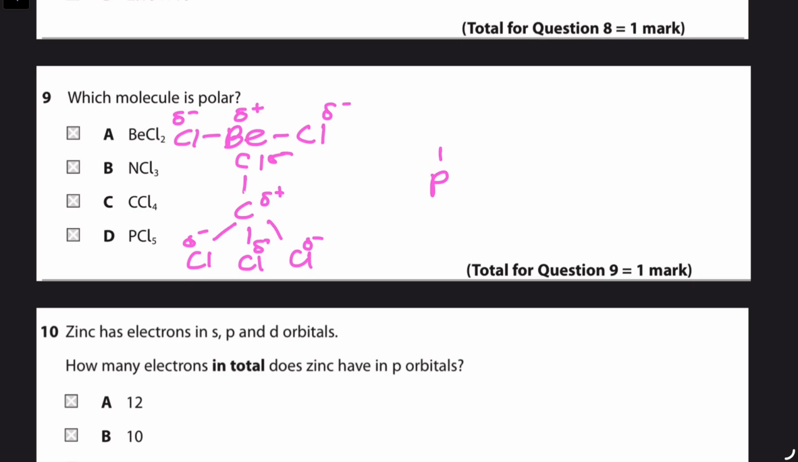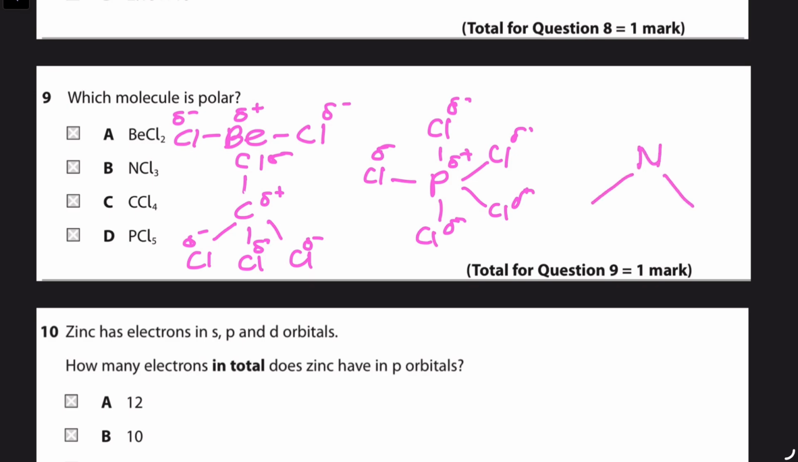PCl5 is a trigonal bipyramidal molecule. Chlorine is more electronegative than phosphorus. Phosphorus has a delta positive charge. This is also a symmetrical shape, so the dipoles cancel out. These three molecules are all non-polar. But NCl3 has 3 bond pairs of electrons and 1 lone pair of electrons.